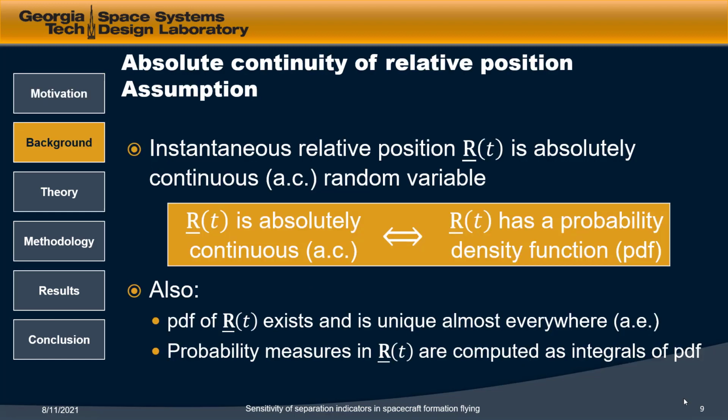In this work, we employ a stochastic description of the instantaneous relative position between two agents. Specifically, we assume that the relative position is absolutely continuous, which we characterize in the following way. The relative position is an absolutely continuous random variable if and only if the relative position has a probability density function, or PDF. Additionally, this PDF exists and is unique almost everywhere, that is, except possibly within a set of zero measure, and we can compute probability measures in the relative position through integrals of its PDF. This is a consequence of the Radon-Nikodym theorem.